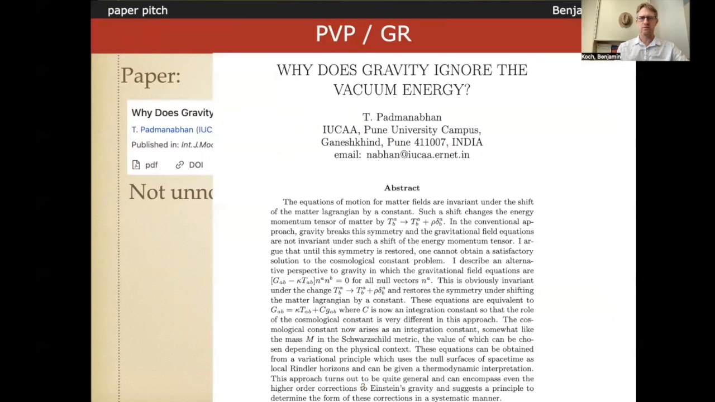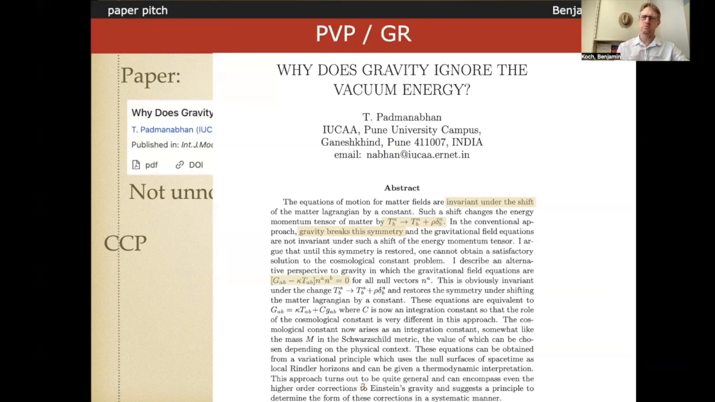Here's the abstract. And one realizes that this paper is about the cosmological constant problem. Already in the abstract, he notes that while the matter energy-momentum tensor, in particular the equations of motion, are invariant under a shift of this tensor, gravity is not invariant under this shift. It's very sensible. And this is actually the core of the cosmological constant problem.